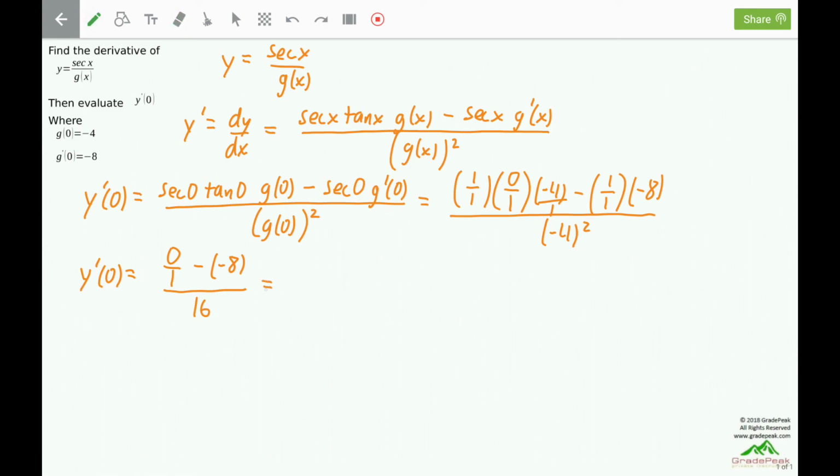Now 0 divided by any non-zero number is 0. Minus a negative 8 means plus 8 over 16. So we end up with 8 over 16. It's reducible by 8, and it will give us 1 over 2.